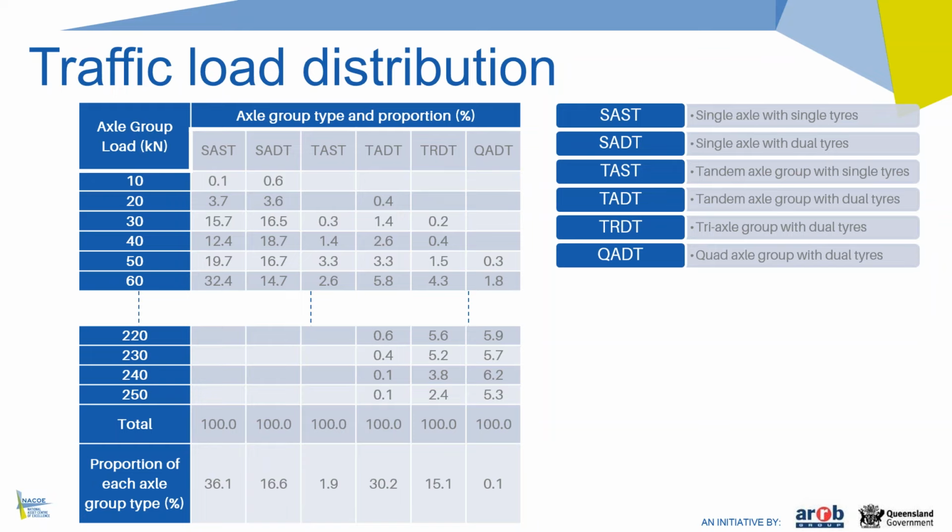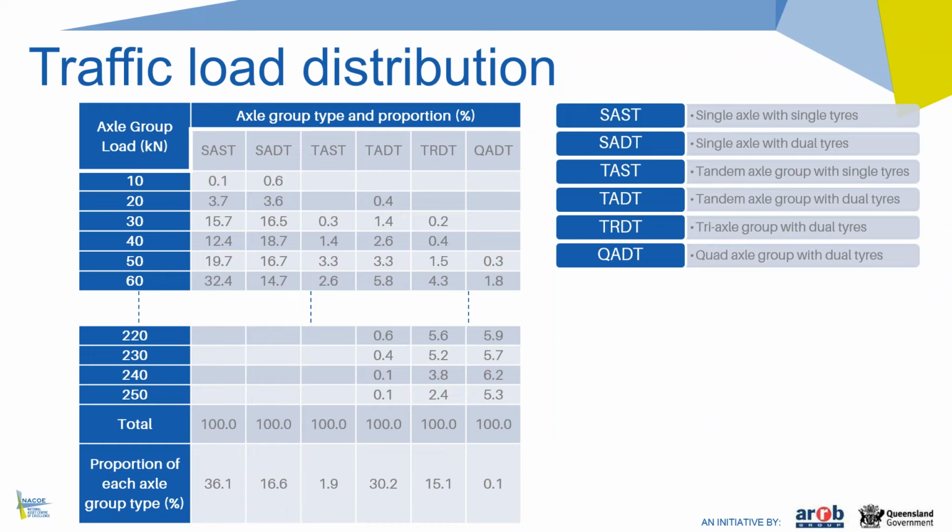I thought I'd start just by showing a traffic load distribution, because I do mention this a number of times in the presentation. So just to ensure everyone knows what that term means. On the left-hand side of the screen there, the table is what we call a traffic load distribution. And on the right-hand side, I've just got a list of the 6 common heavy vehicle axle group types. So SAST is a single axle with single tyres, down to the QADT, which is a quad axle group with dual tyres.